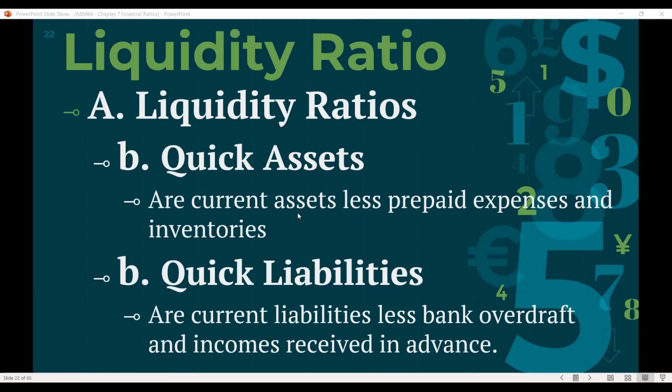Again, CA minus prepaid expenses and inventories. While quick liabilities is current liabilities less bank overdraft and income received in advance. So that's how you'll get quick liabilities too. These are also their formulas. As simple as that.